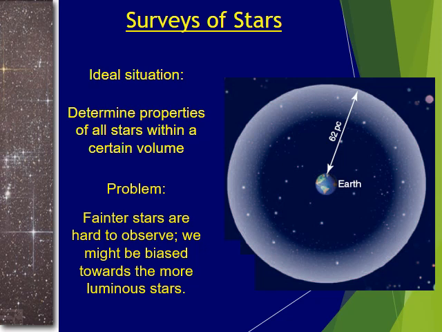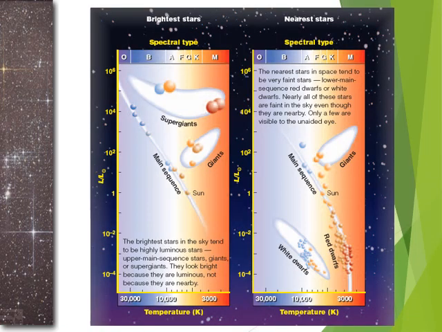That's a big distance. It doesn't, of course, get all the stars, but even the stars within that volume, we're not able to check up on, because a lot of them are just too faint for us to observe. Anytime we do a survey, we get a bias problem, because the ones that we see are the brighter ones. We don't necessarily see the most common ones, we only see the brightest ones.